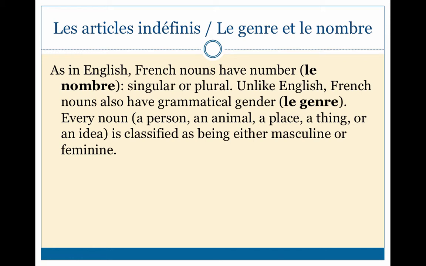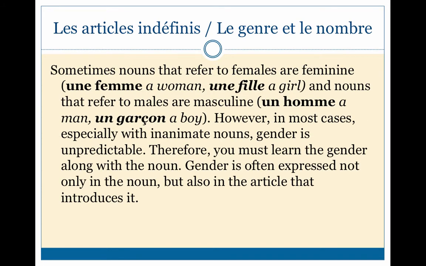And so every noun, a person, an animal, a place, a thing, or an idea, is classified as being either masculine or feminine. Sometimes nouns that refer to females are obviously female, such as une femme. As we see here, it makes sense that that also applies to males, un homme, un garçon. But in most cases, especially with inanimate nouns or unidentifiable or unquantifiable concepts like courage or bravery, we're going to find that gender is unpredictable.